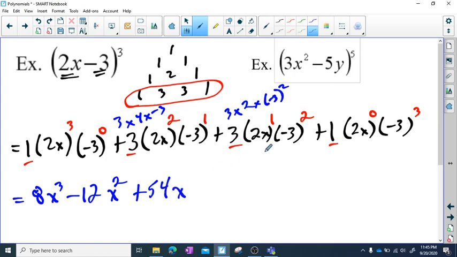X will be to the 1. This whole bracket is a 1 because it's all to the 0, so I just need to do negative 3 to the third. There would be the binomial theorem.